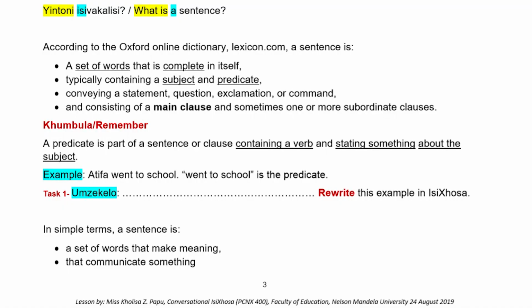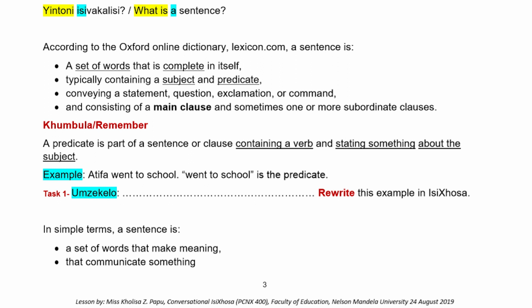Atifa went to school. That is our sentence. Atifa went to school. So now, what is Atifa? We can already say that Atifa is the subject of the sentence. U-Atifa yinhloko yesivakalisi. A subject is called inhloko yesivakalisi. Okay. Now, what about the part that says went to school? Went to school would be the predicate in this particular example.